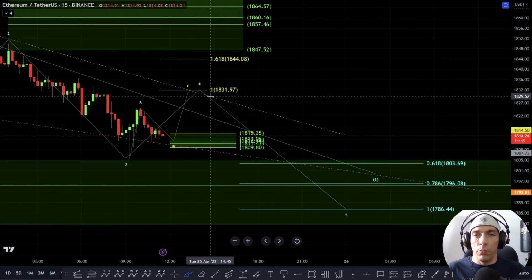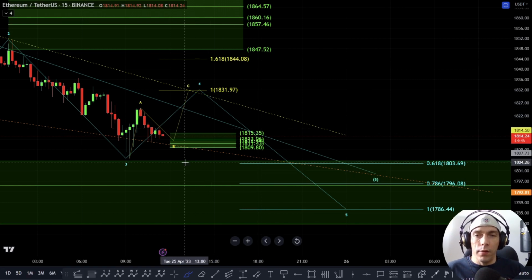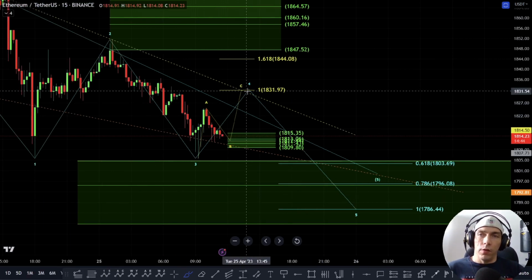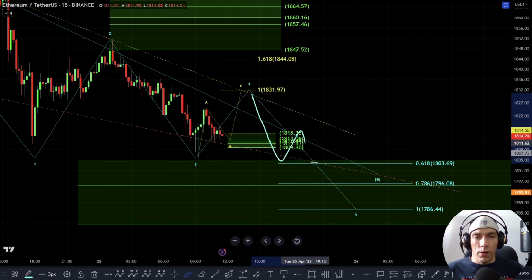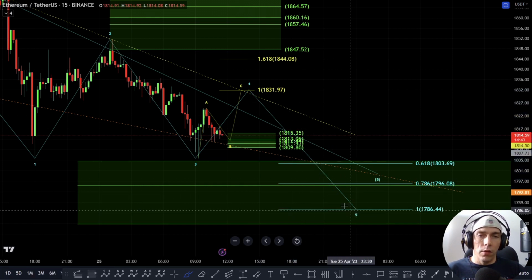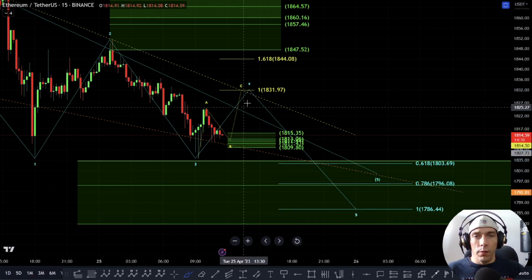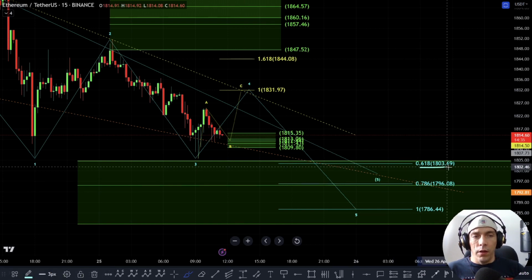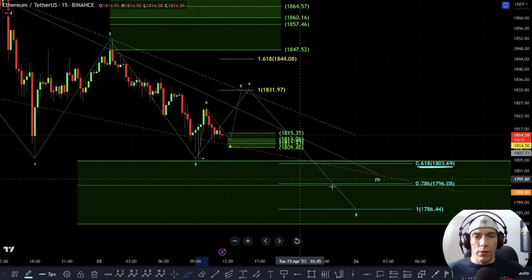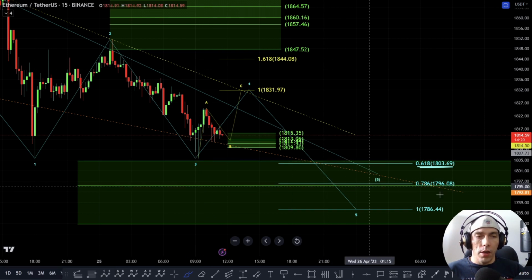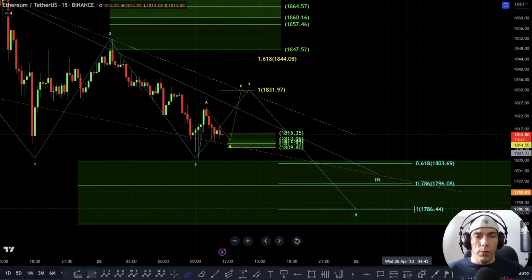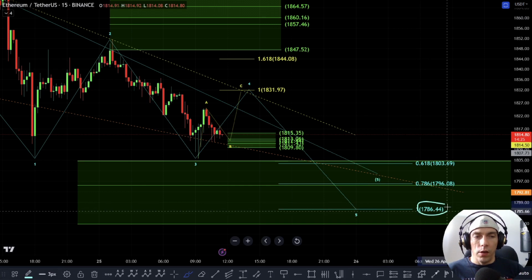If we did see a push up towards this 1831 and facing rejection again, and then we're looking at this as a diagonal, what I'd want to see is another three-wave move to the downside. If we do get something like this, some particular areas of interest would be this 1803, which would be coming back and basically just taking this low again.